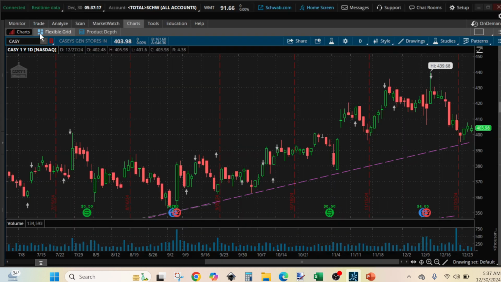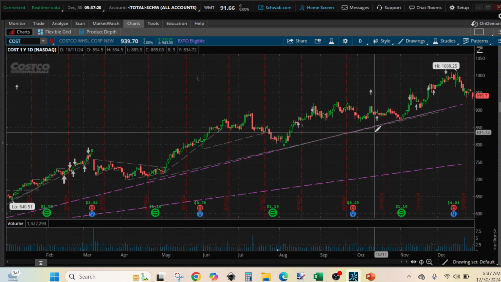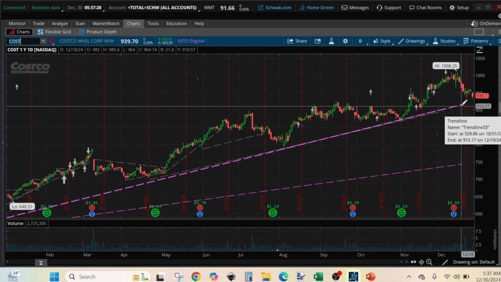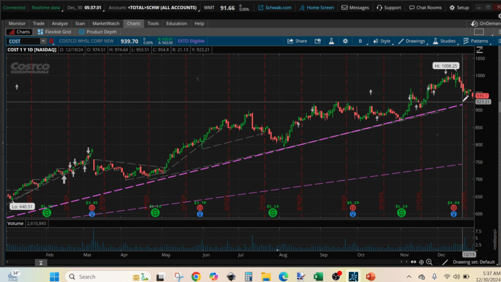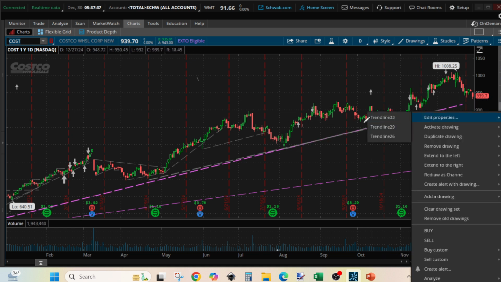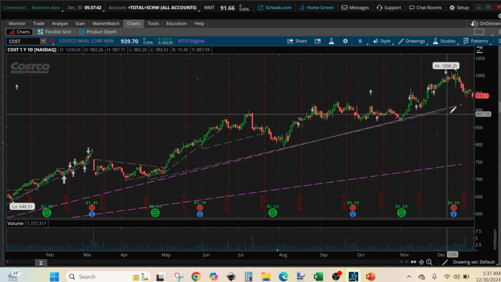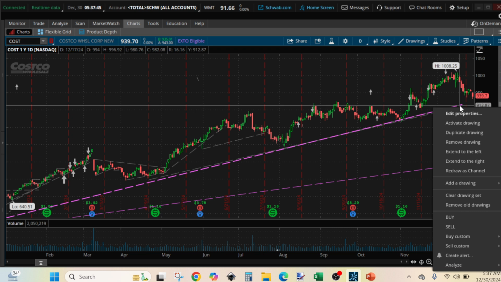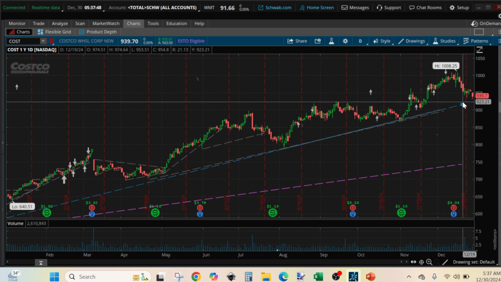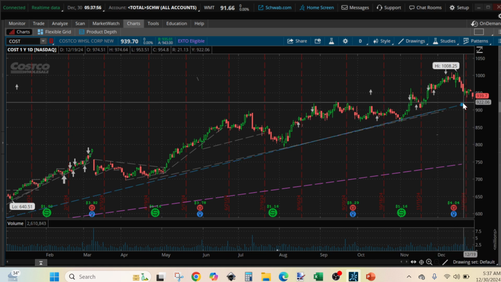Costco. So Costco, it seems to me that it is close to this line.